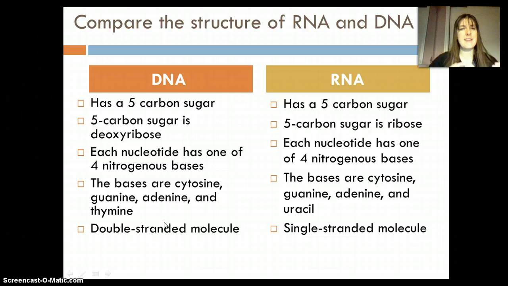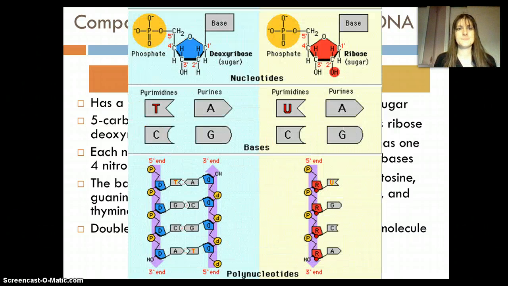DNA is going to form that double helix, that double-stranded molecule. RNA is found as single-stranded molecules. So single-stranded doesn't always mean straight. Sometimes it can fold a little bit on itself, but it's generally single-stranded. Let's look at a couple examples of this. Again, here's the DNA side with our deoxyribose, our T, and our double-stranded structure. Over here on the RNA side, we have our ribose, our U, and single-stranded.